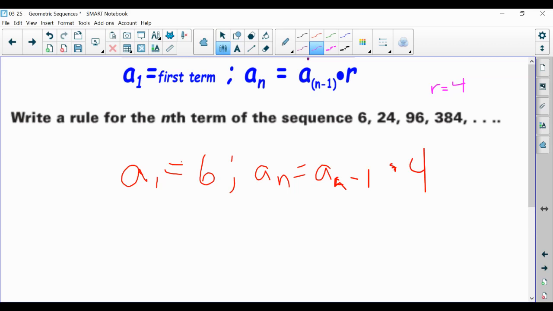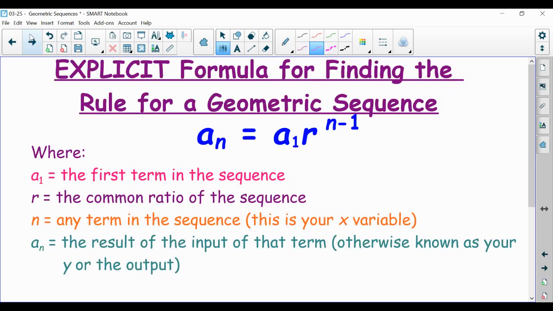We can also take this 4, and because I'm multiplying it by a variable, I can write the 4 first. So I could write this as a sub n equals 4 times a sub n minus 1. That's just writing in normal algebraic notation with the coefficient in front. Sorry about my awful writing.